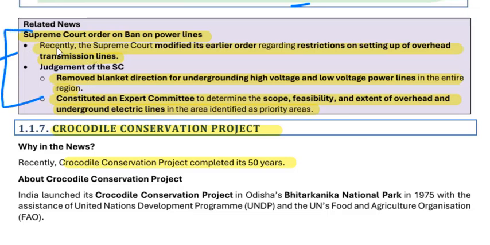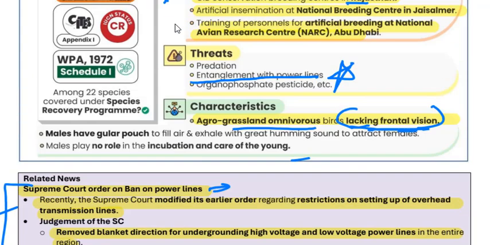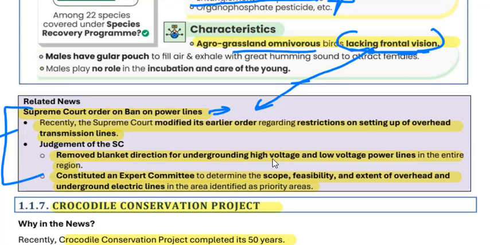This first line is the Supreme Court order on the ban on the power lines. As we have already seen, the Great Indian Bustard lacks frontal vision. They actually lack frontal vision, so they collide with these power lines and die.